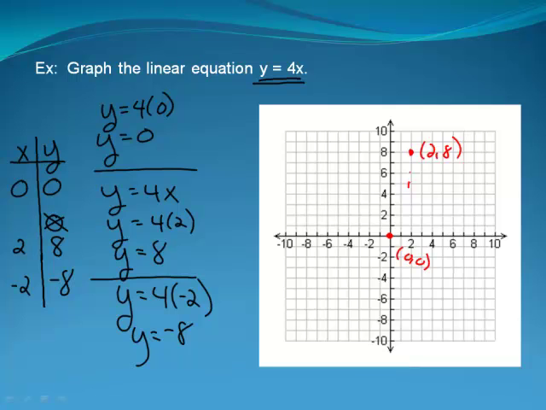And my next point is negative 2, negative 8. That's 2 to the left and 8 down. 4, 5, 6, 7, 8 is right there. Negative 2, negative 8. And those should lie in a straight line, and I'm pretty confident that they do. And there you go. There's our equation y equals 4 times x.